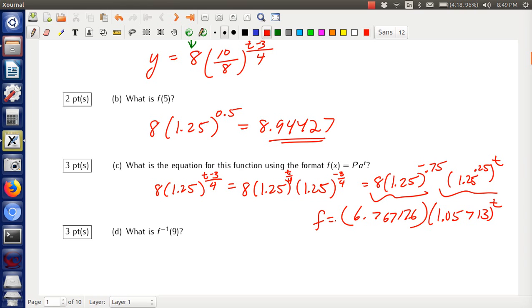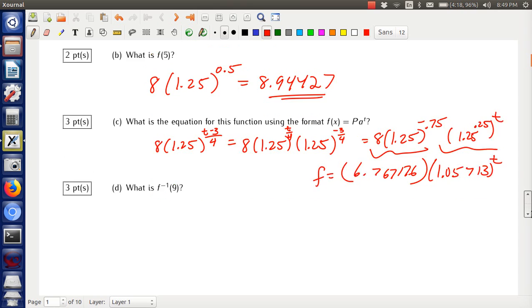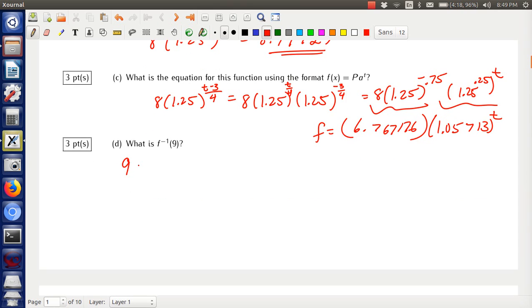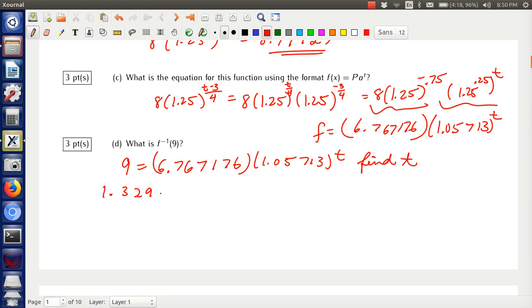What is the f inverse of 9? Well, what that means is when f is 9, find t. Okay, so all I have to do is look for t, find t. What do I do? Well, you have a choice. You can say 9 divided by 6.7 blah blah blah, which is what I'm going to do. You don't have to do it that way. I think it's the easier route though. It just makes my life easier. It depends whether you prefer to take more logs or whether you prefer logs over division.